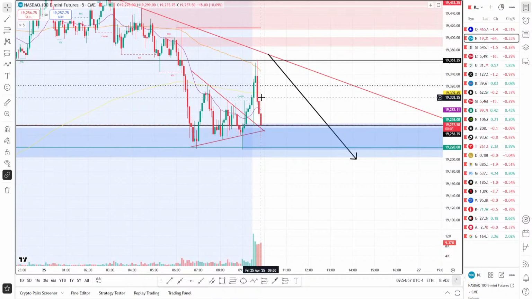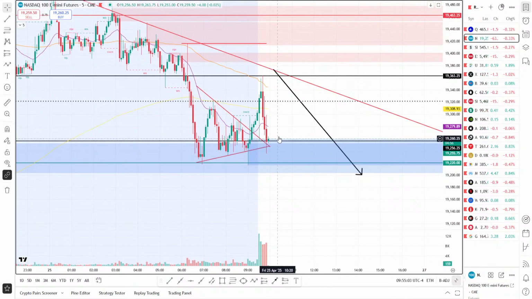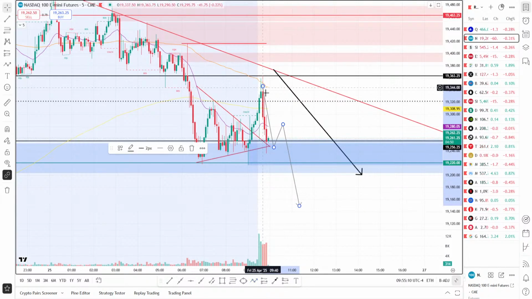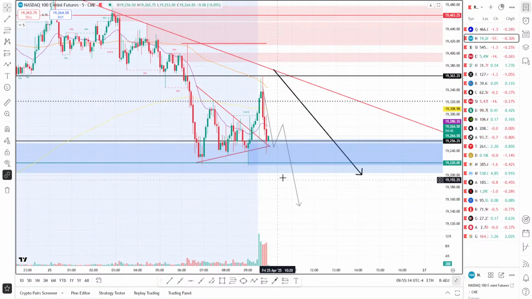I just want to see sellers still remain strong here in this demand zone. We could bounce over here, or at the very least we might pull back and maybe create a lower high here. Let's see.